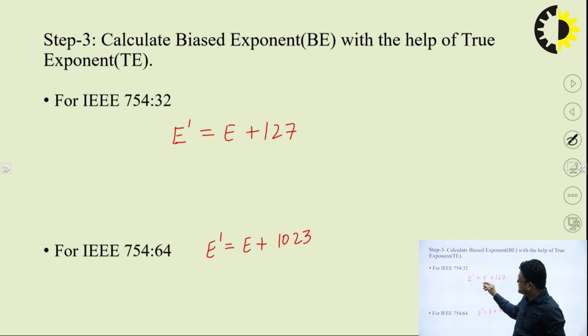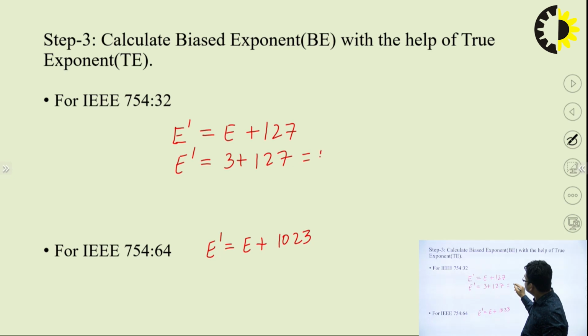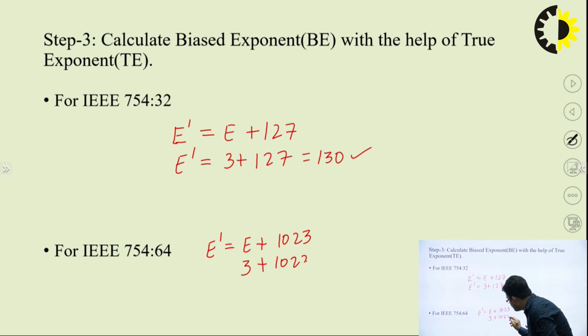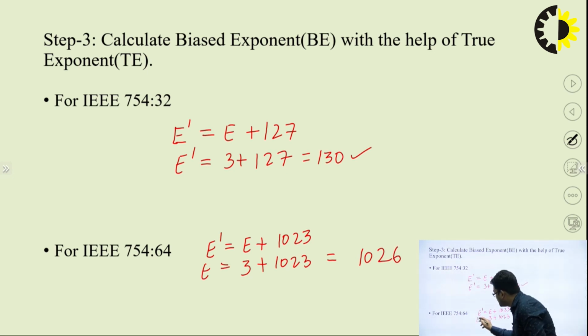So in the previous example, the value of the exponent is 3, that is the true, actual exponent. If we put this value over here, what will be our e dash? 3 plus 127, that is 130. So e dash is 130 for 32-bit, and if we put 3 here for 64-bit, we will have 1026 as e dash for 64-bit, correct? So with this step number 3, we will have e dash for 32-bit and 64-bit.